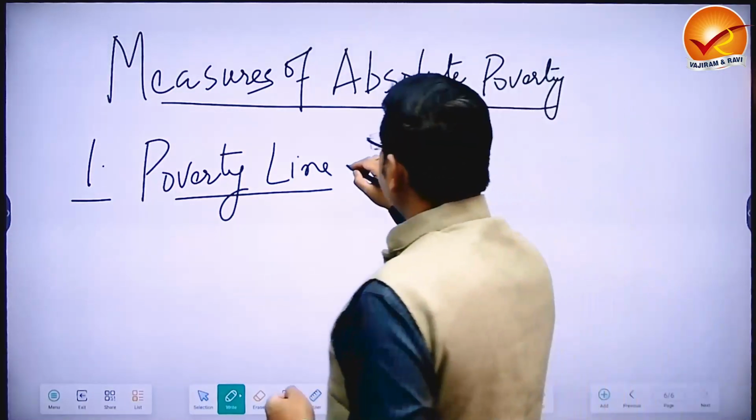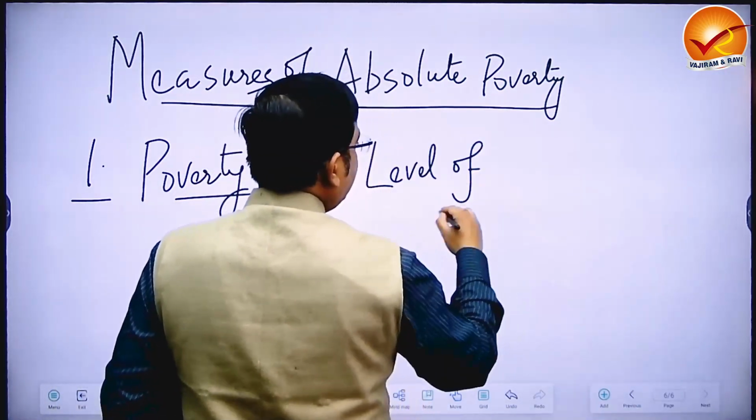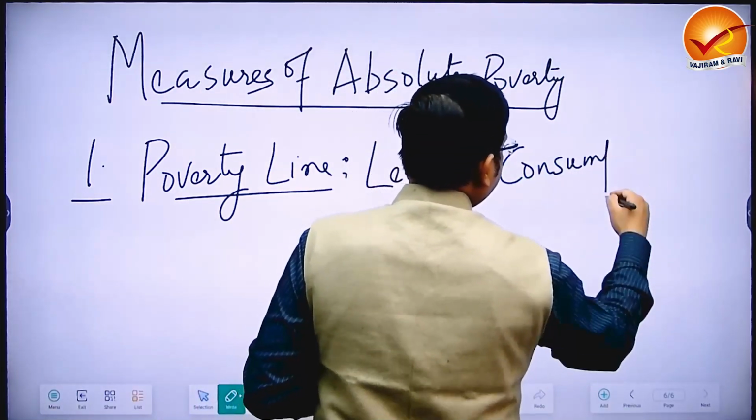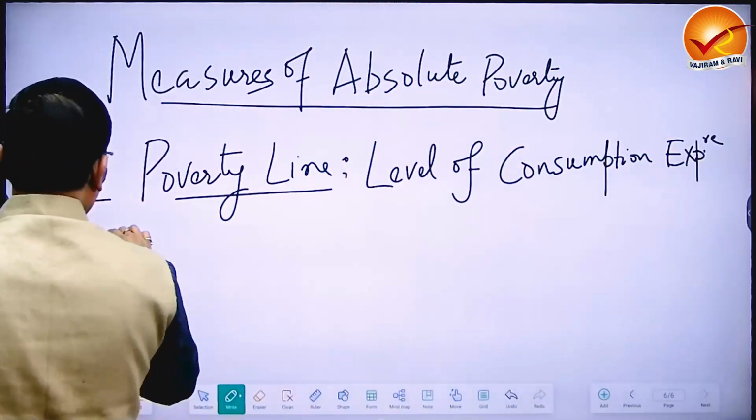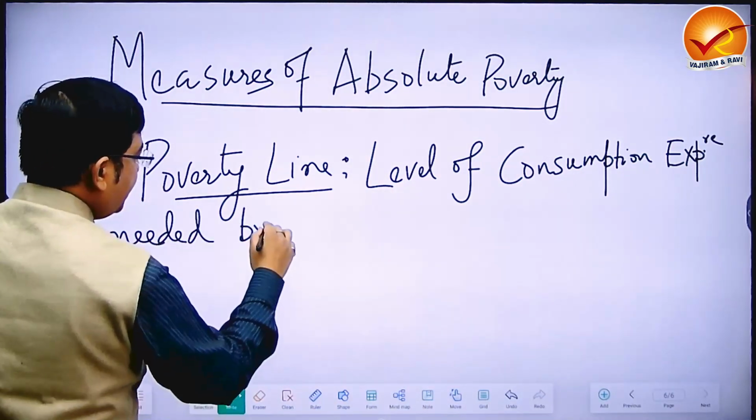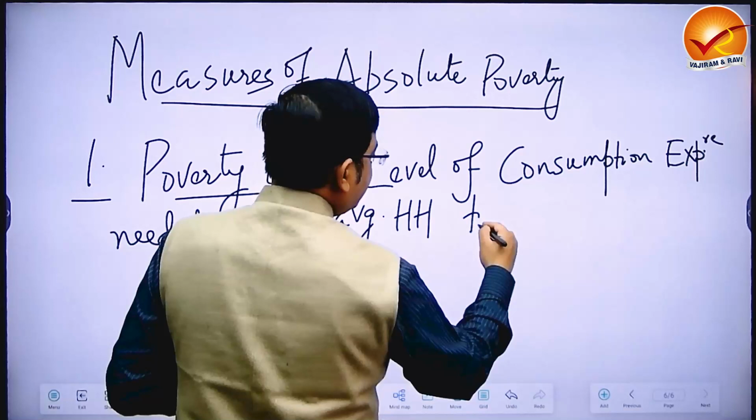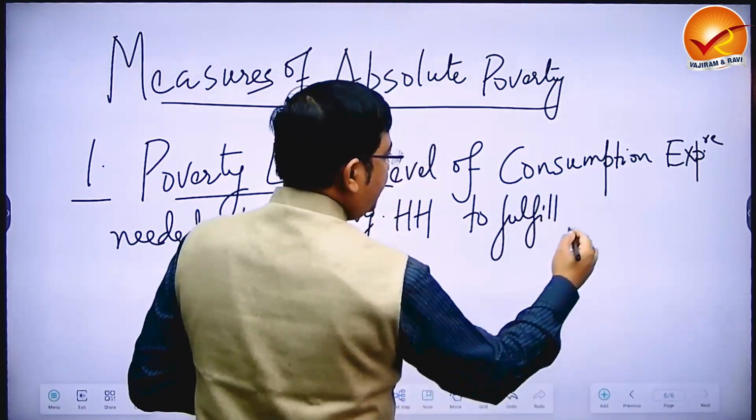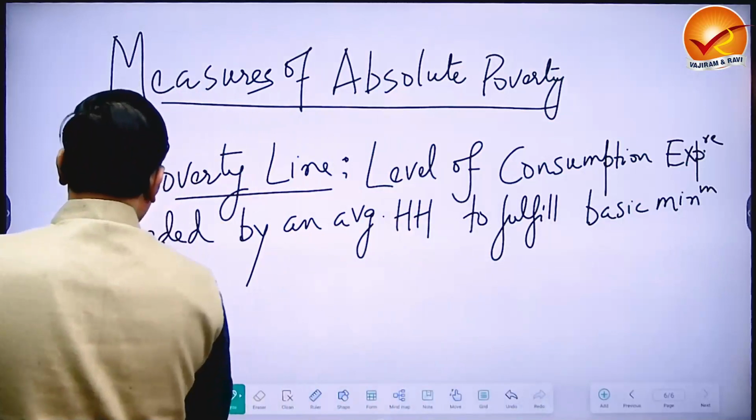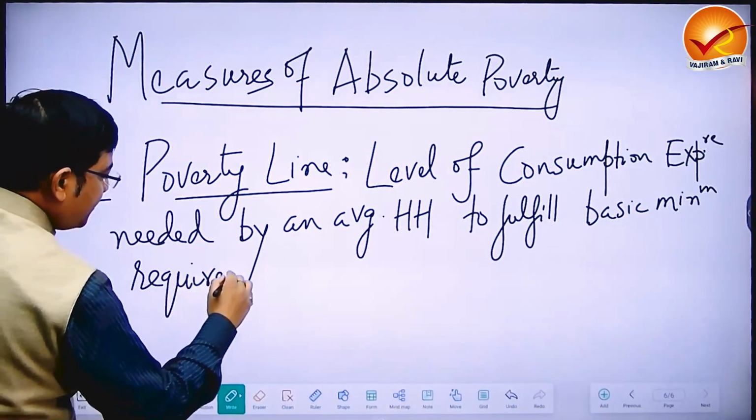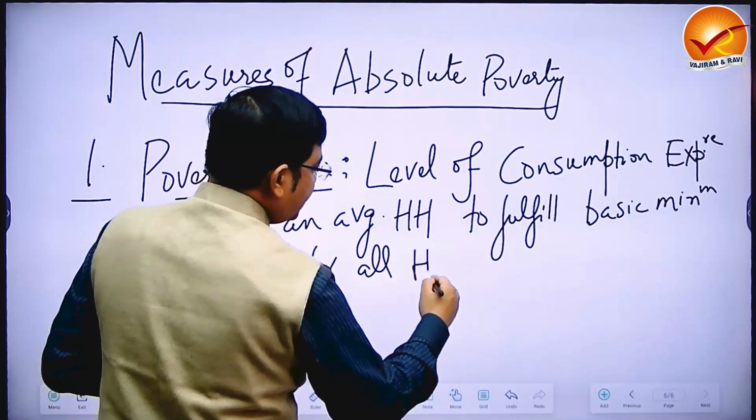Let's begin with the definition. Poverty line refers to the level of consumption expenditure needed by an average household to fulfill basic minimum requirements for all household members.